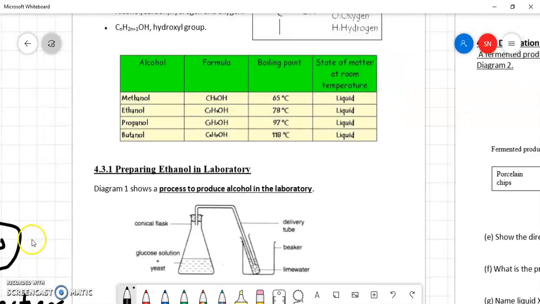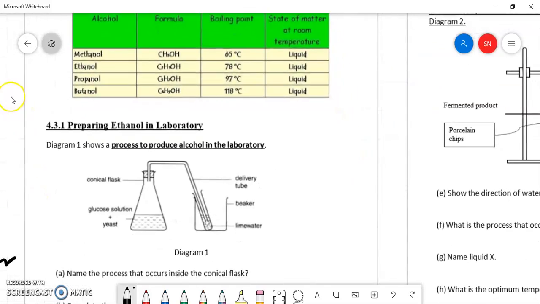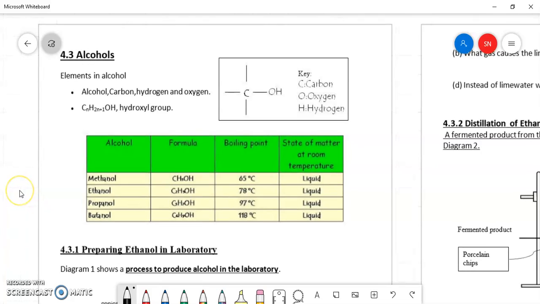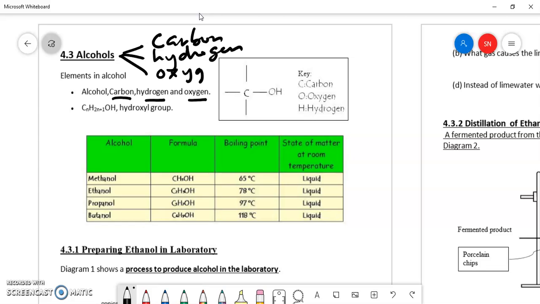let me move to our worksheet. Alcohol on the other hand contains carbon, hydrogen, and oxygen. So this is a carbon compound, just that it is not a hydrocarbon, because it not only has carbon and hydrogen, it also has oxygen. All right, so alcohol, a type of carbon compound.